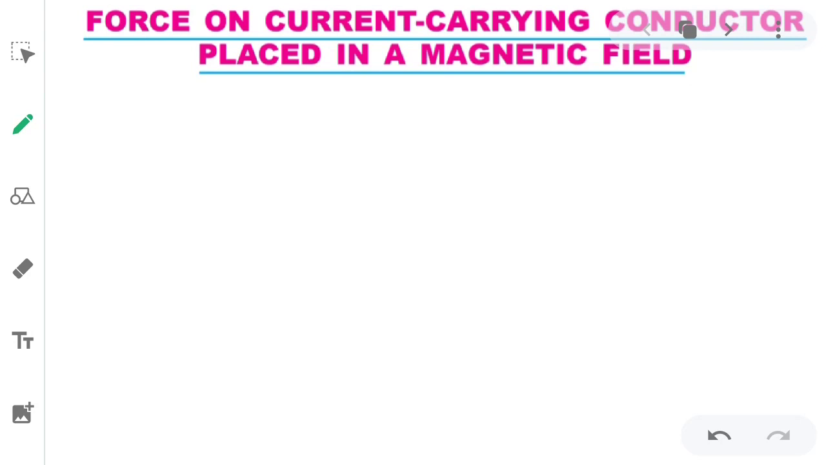So today we will start the topic force on a current carrying conductor placed in a magnetic field. What this topic says is that a magnet exerts a mechanical force on a current carrying conductor. If the conductor is free to move, this force can produce motion in the wire. If a current carrying conductor is placed freely in the magnetic field, then the magnet will make the conductor move. How does it happen?